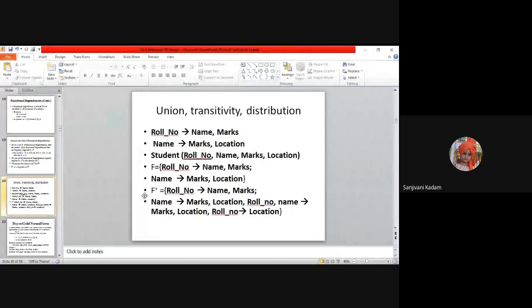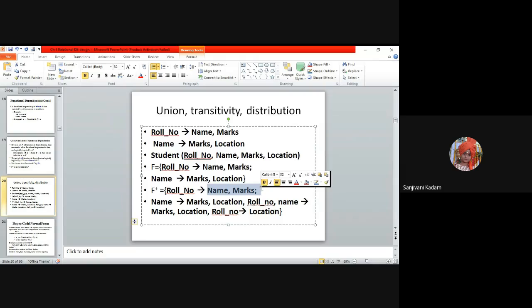Next comes the distribution rule. The distribution rule says that whatever the remaining parts are on the right side, we can distribute. It means on roll number name is dependent and on roll number marks are dependent. So this will add two rules, and on the name marks are dependent and on the name location is dependent. So this will add again a rule. If we are able to do this, then that rule is also added.